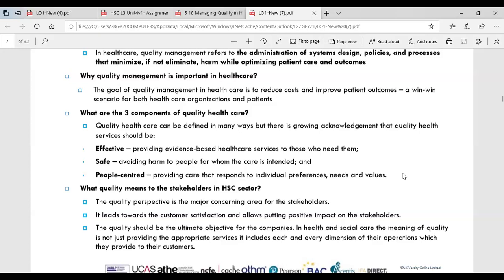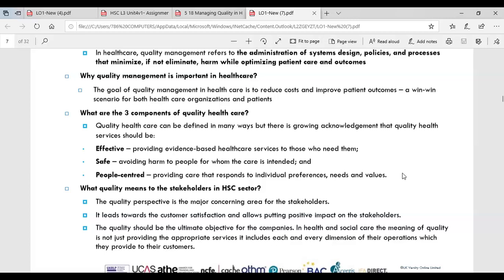We talked about different stakeholders. The quality perspective is the major concern for all stakeholders, and this leads towards customer satisfaction. So who's your customer? It's your patients, your people, leaving with a positive impact, so they'll come again and they'll want to interact with you again. This should be your ultimate objective.